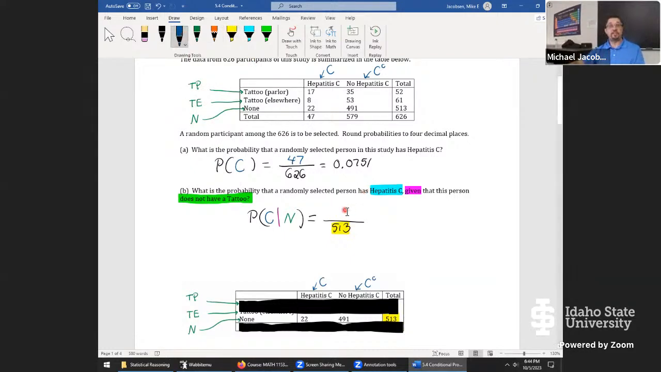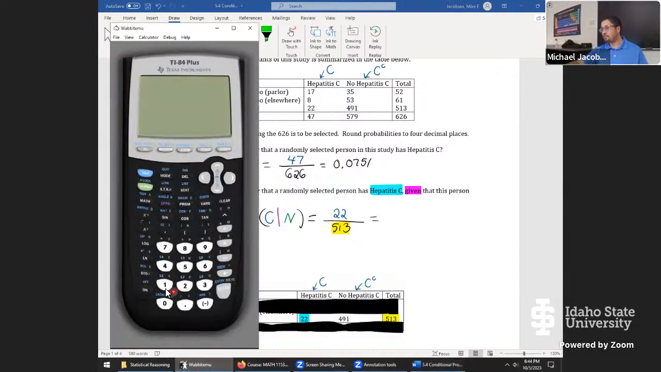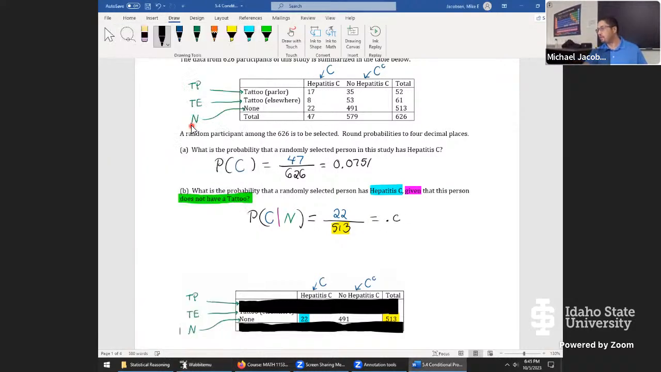And anyone see what should go into the numerator then? Exactly. We're asking for the probability of having hepatitis C. In this table, there are 22 different ways to get that because we only cared about people with no tattoo at all. So this becomes 22 513ths. Now, when we go to calculate this out, 22 over 513, we now have a probability of 0.0429 after rounding to 4 places, 0.0429.